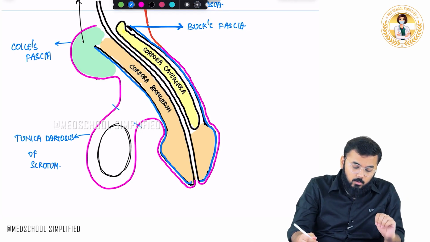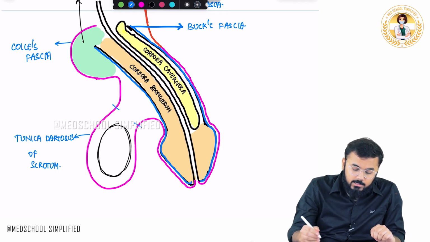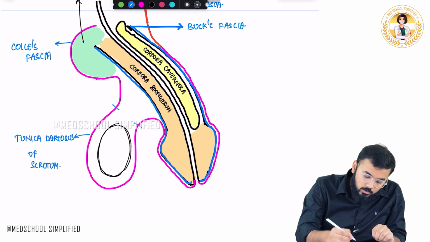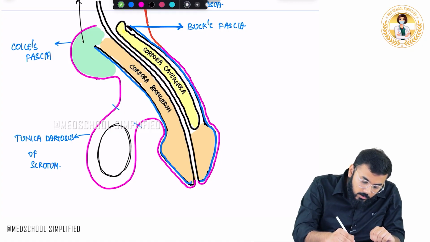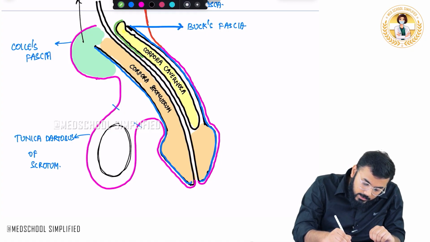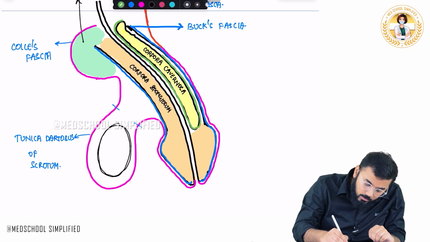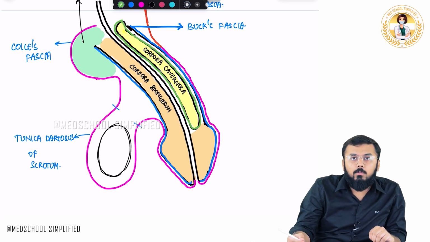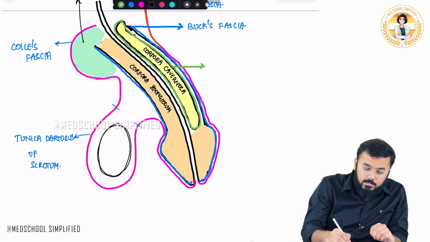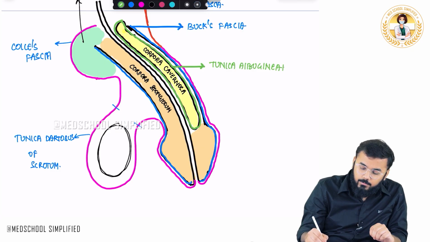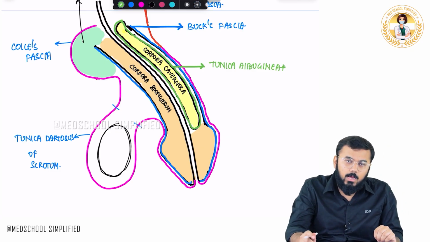Okay. Now next important thing is that surrounding this corpora cavernosa you have got a layer. So how do I draw that layer? I'll draw it with the green. Surrounding this corpora cavernosa, you see a green color layer which I am drawing, that is completely surrounding this corpora cavernosa. So this layer which is surrounding your corpora cavernosa is called Tunica albuginea. What is this particular layer called? This layer is called Tunica albuginea, right?